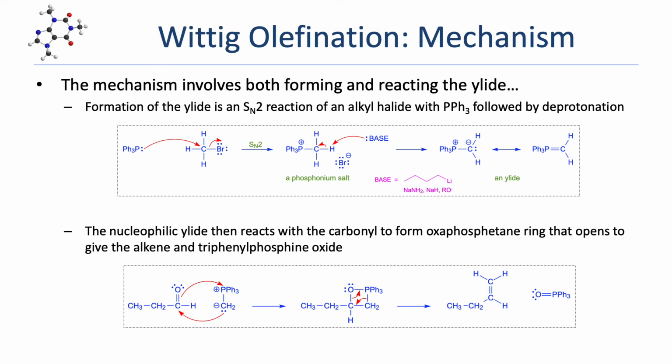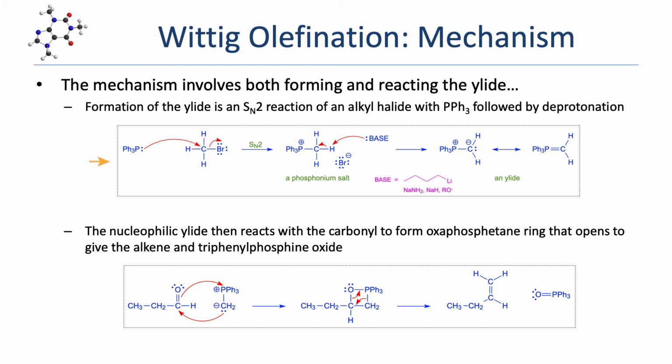The mechanism of the Wittig olefination can be broken down into the formation of the phosphorus ylide and the reaction of the ylide with the carbonyl. The mechanism for the formation of the ylide is quite simple. The first step is a simple SN2 reaction. The triphenylphosphine acts as a nucleophile, attacking the alkyl halide and displacing the halogen as a leaving group. This results in the formation of a phosphonium salt, which is then deprotonated by a strong base to give the ylide.